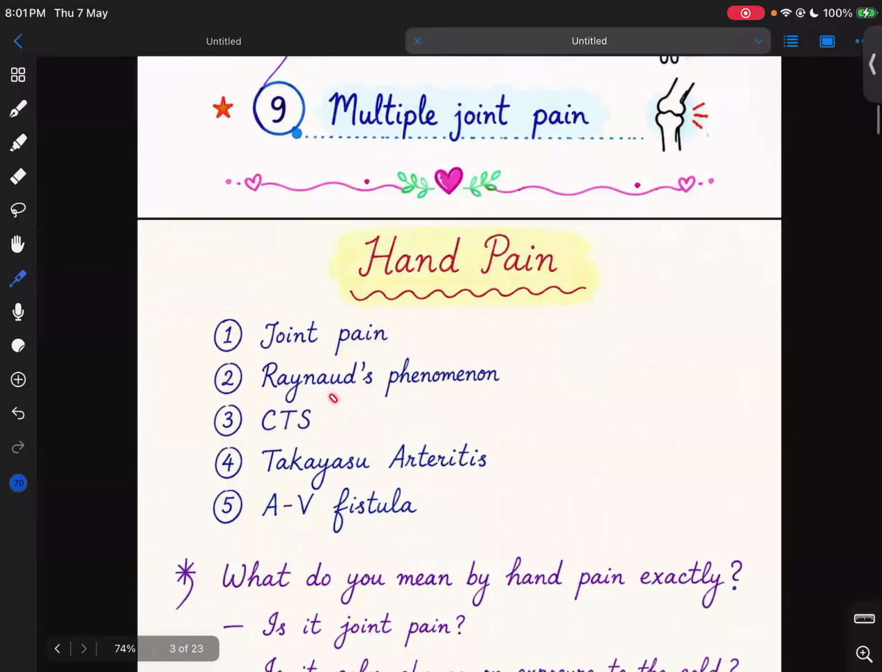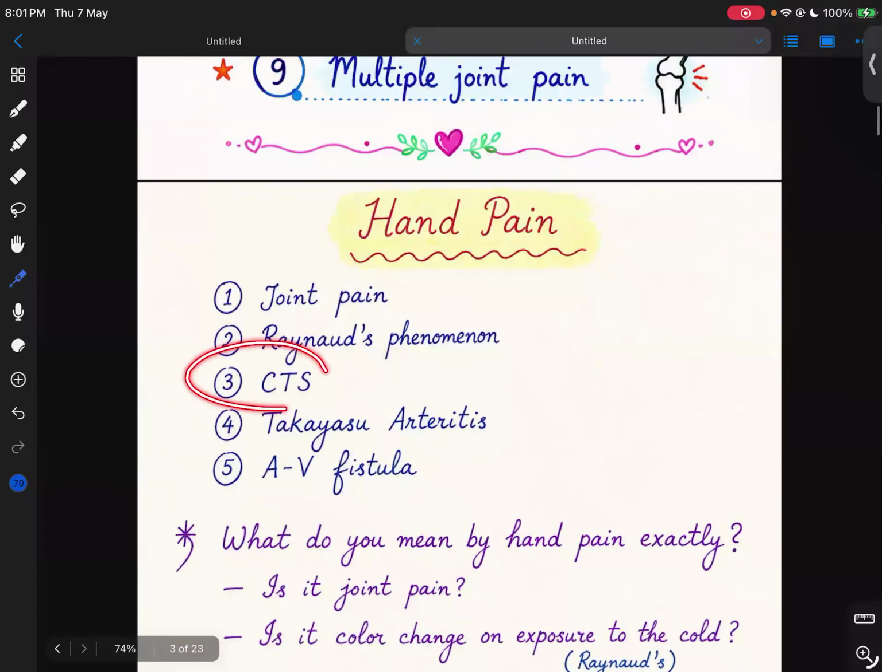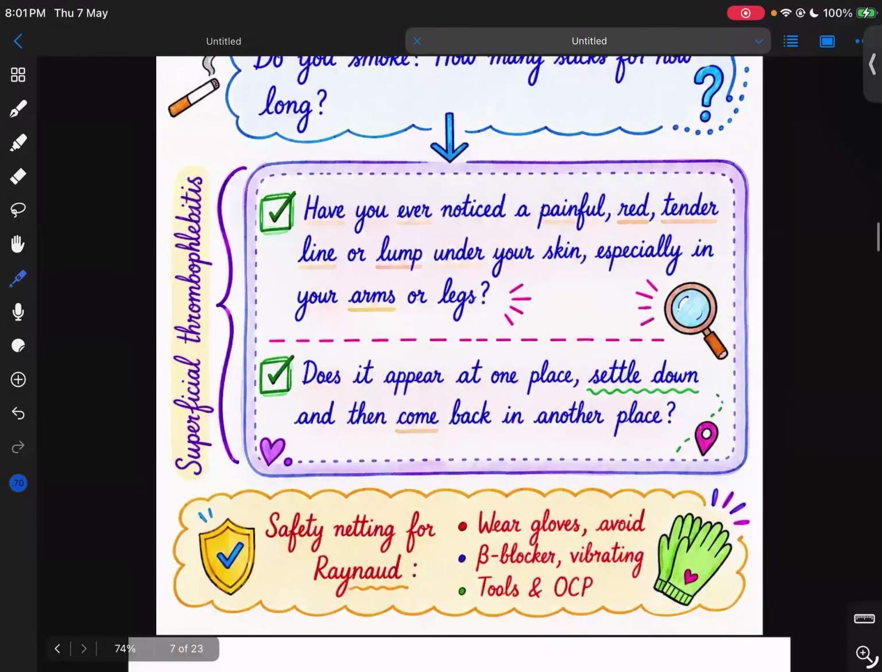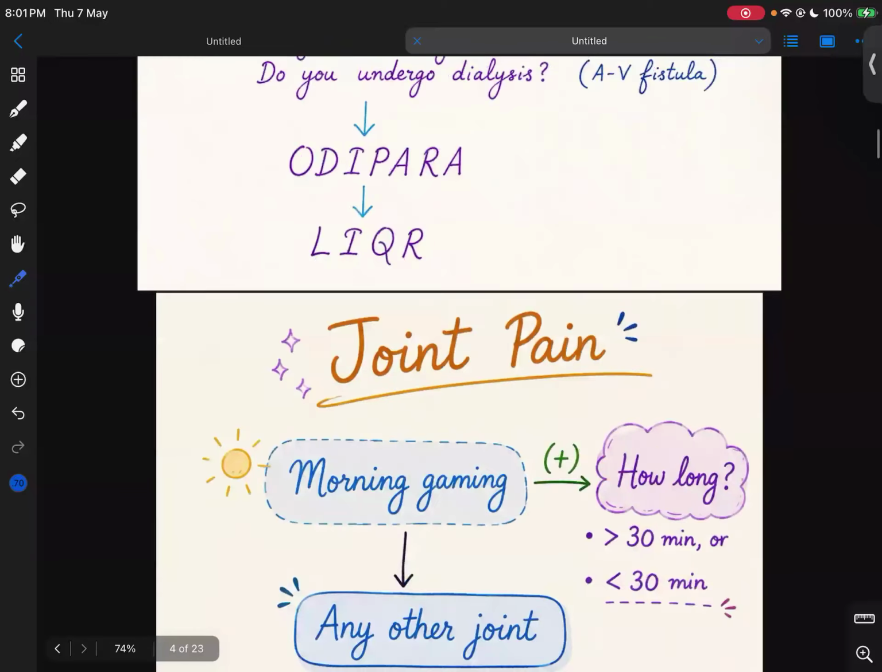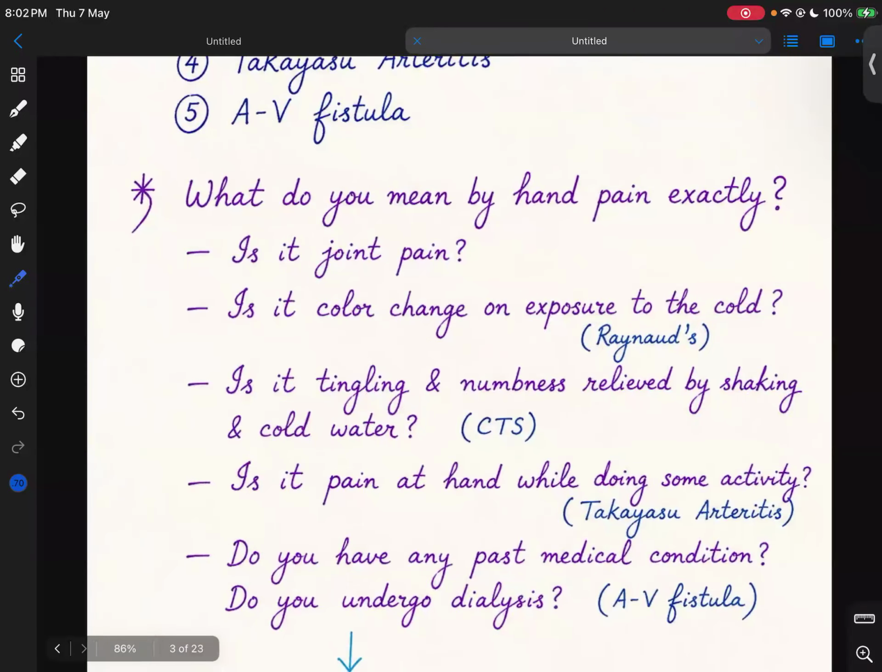So let's approach to the next symptom, that is carpal tunnel syndrome. And it is the very much important cause of hand pain coming in the PACES exam. In fact, it is the most important one. So right after entering into the station, if the patient complains that the hand pain is like tingling and numbness that is relieved by shaking and cold water, then this is a case of carpal tunnel syndrome.